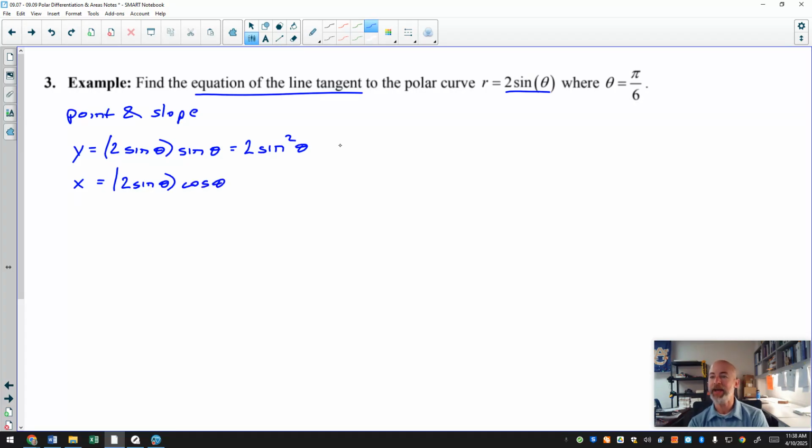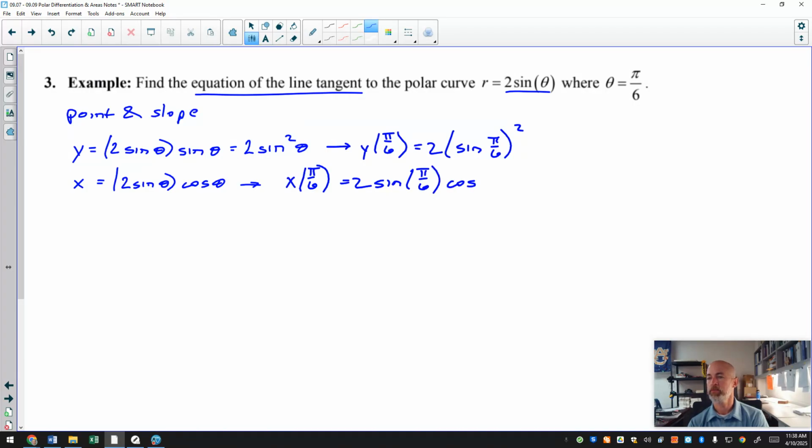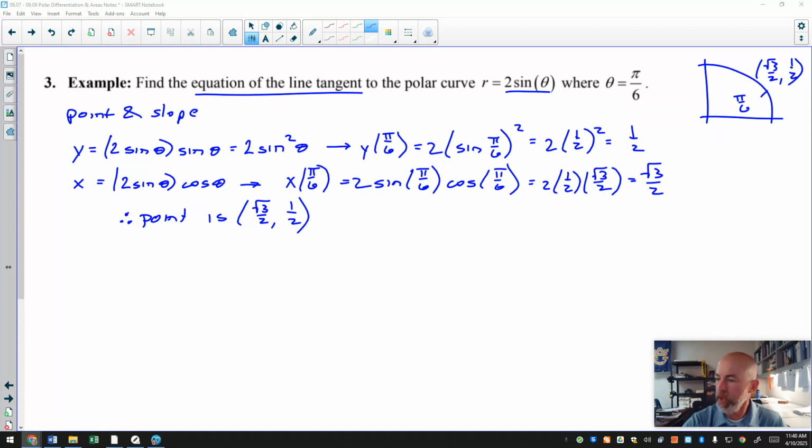And with that, I can now find my y coordinate when theta is pi over 6. So that will be 2 times the sine of pi over 6, and then I want to square that. And similarly, I can find my x coordinate at pi over 6, which is going to be 2 sine of pi over 6 times the cosine of pi over 6. And I'm going to clean those up in just a second. And there we go. I told you it would be a second, and it was. Here come bells.